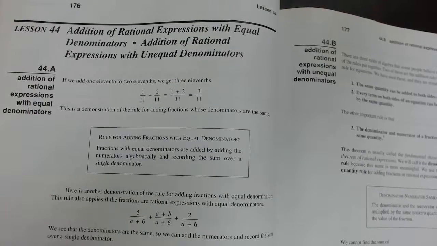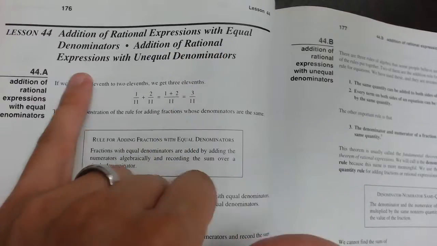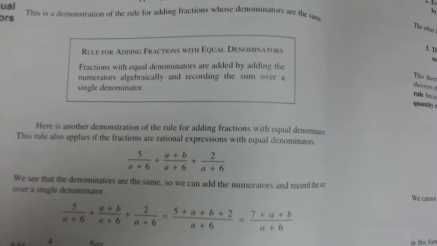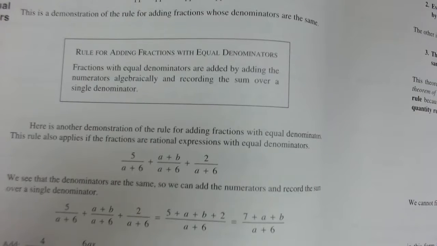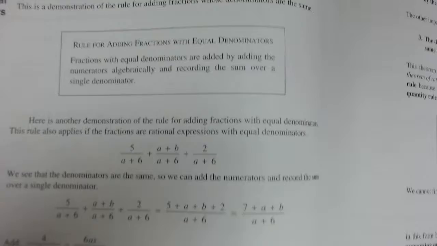Algebra 1, Lesson 44, addition of rational expressions with equal denominators, addition of rational expressions with unequal denominators. So we're going to use our rules for adding fractions. If we are adding fractions with equal denominators, all we have to do is add the numerators and then put the sum over one denominator. So what is this going to look like?